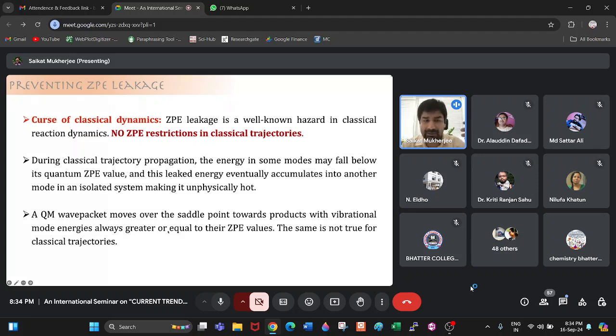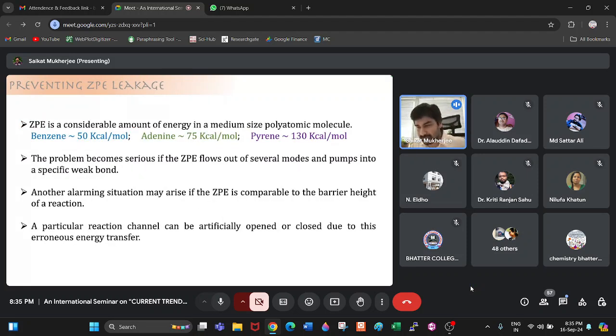This is not the situation if you propagate a quantum wave packet, because quantum mechanics always knows where your zero-point energy value is. It will never give you a product below its zero-point energy value. But the same is not true for classical trajectories. To give you an example of zero-point energy values: in benzene you have a ZPE of 50 kcal per mole, in adenine 75, in pyrene much bigger, 130 kcal per mole. What I'm trying to say is that zero-point energy is a considerable amount of energy.